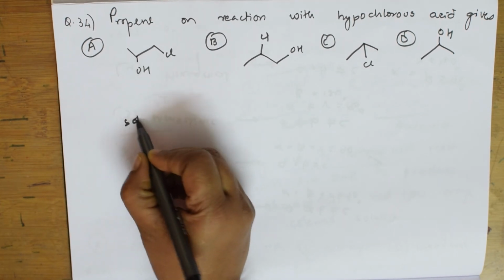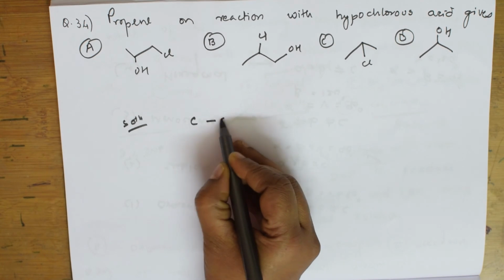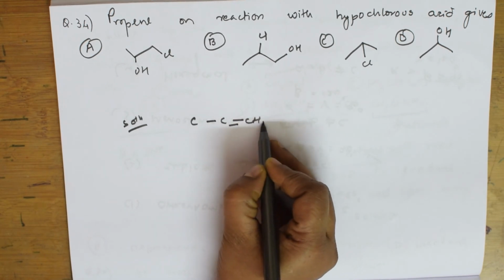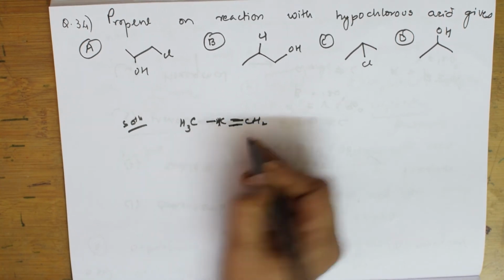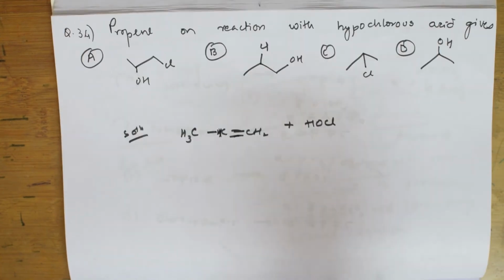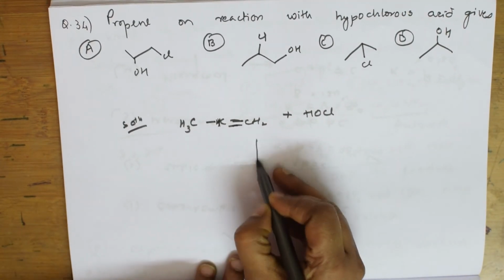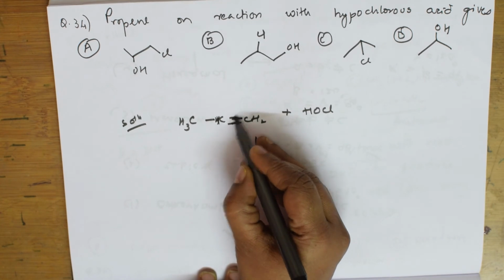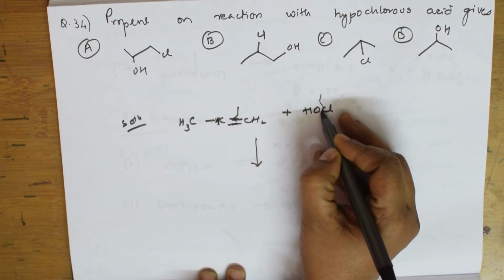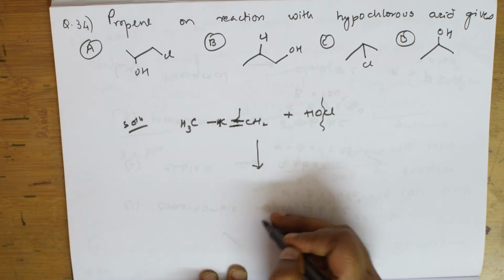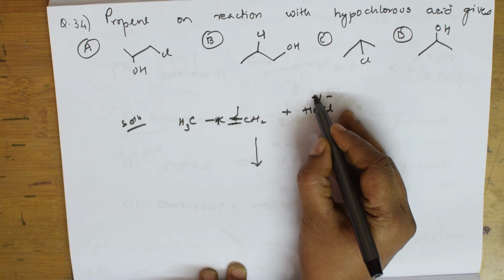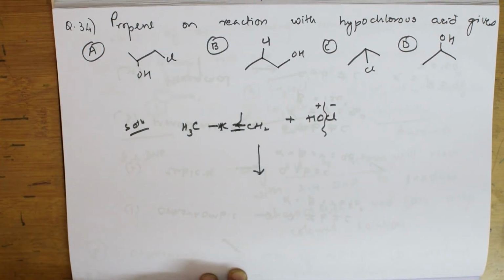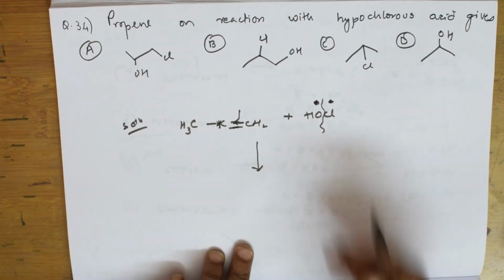So let us write the reaction. Propene is a 3 carbon compound, CH3-CH=CH2. Now hypochlorous acid is HOCl. When the alkene reacts, there is a cleavage of the bond in HOCl. OH is the negative part and Cl is the positive part. Let me be careful here.